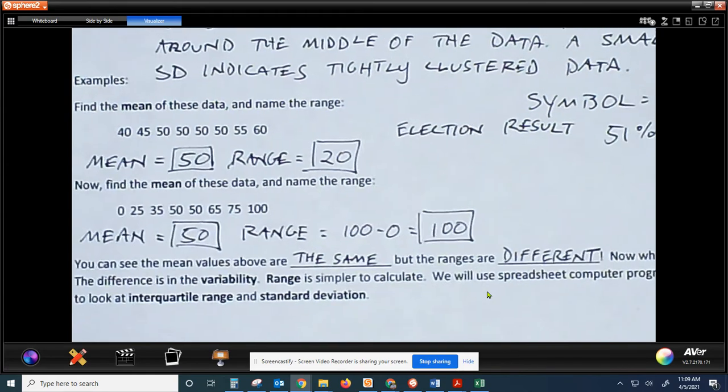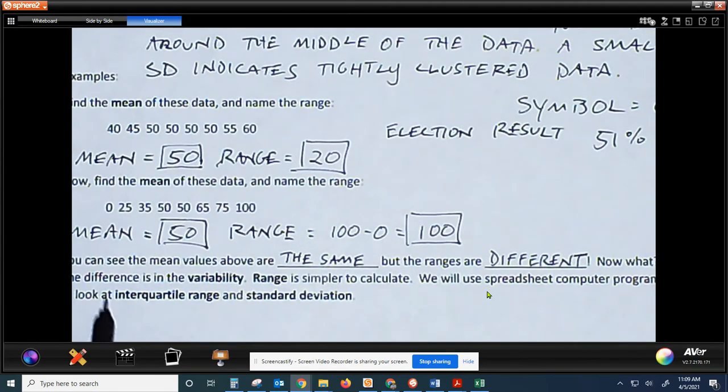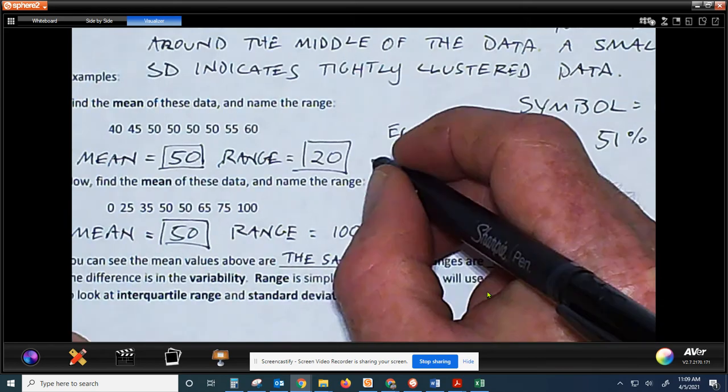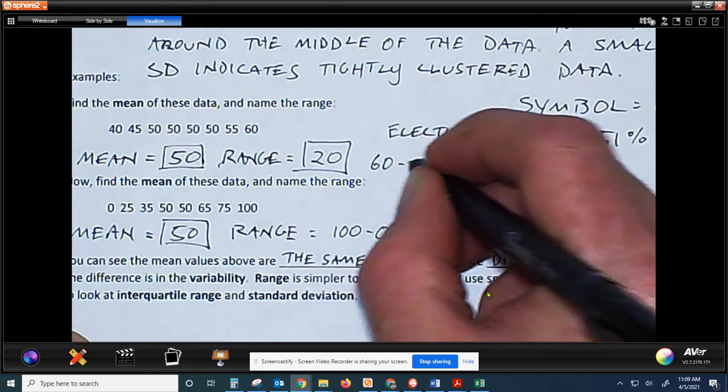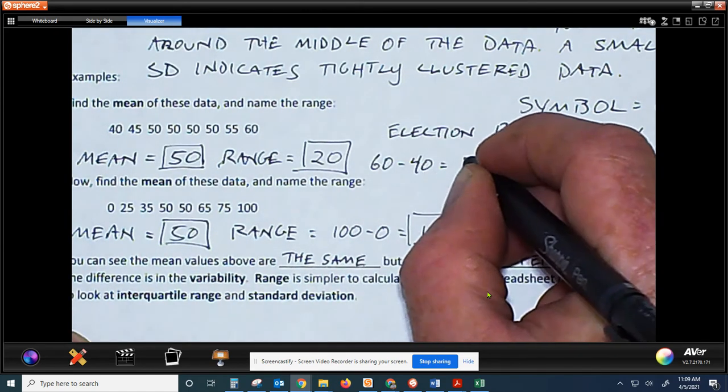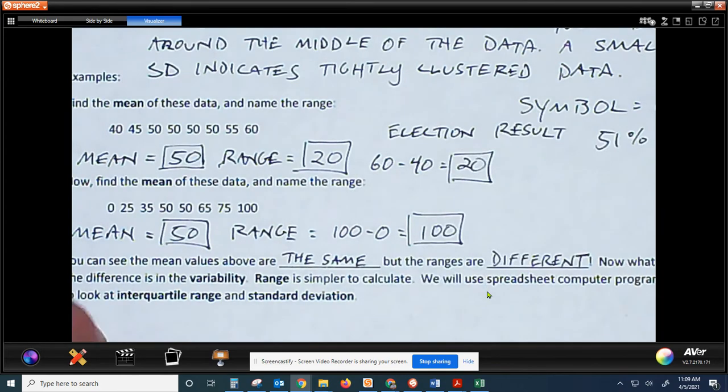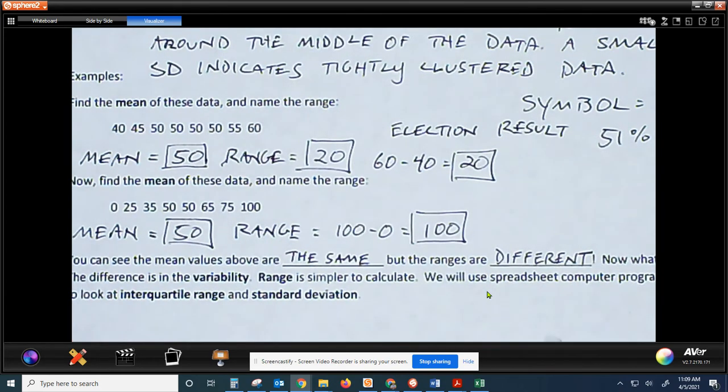Now what? The difference is in the variability. Range is simple to calculate because it's the difference between two numbers. I guess I'll add this one up here. This was 60 minus 40 equals 20. That's how we calculated the range. Range is simpler to calculate.